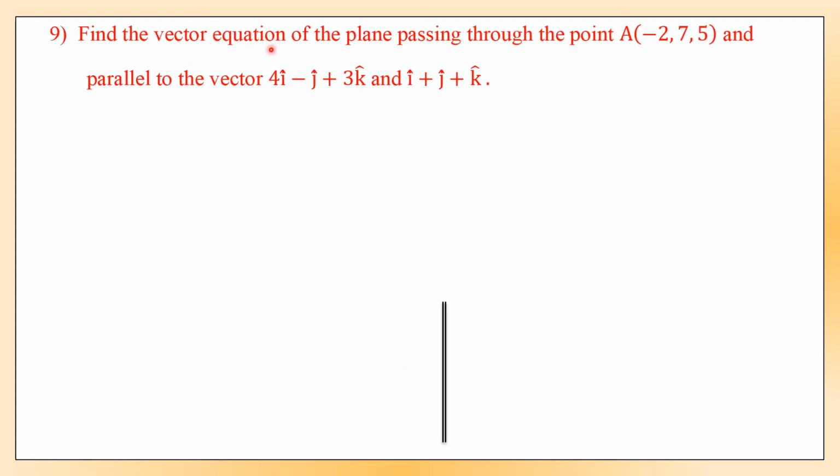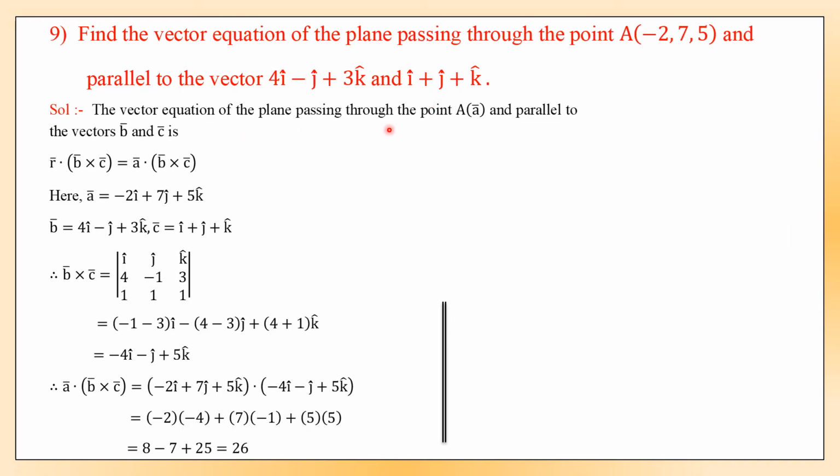Example number 9. Find the vector equation of a plane passing through the point A (minus 2, 7, 5) and parallel to the vectors 4i minus j plus 3k and i plus j plus k. We use a similar formula. It is passing through the point and parallel to vectors b vector and c vector. Formula is r vector dot b vector cross c vector equal to a vector dot b vector cross c vector.